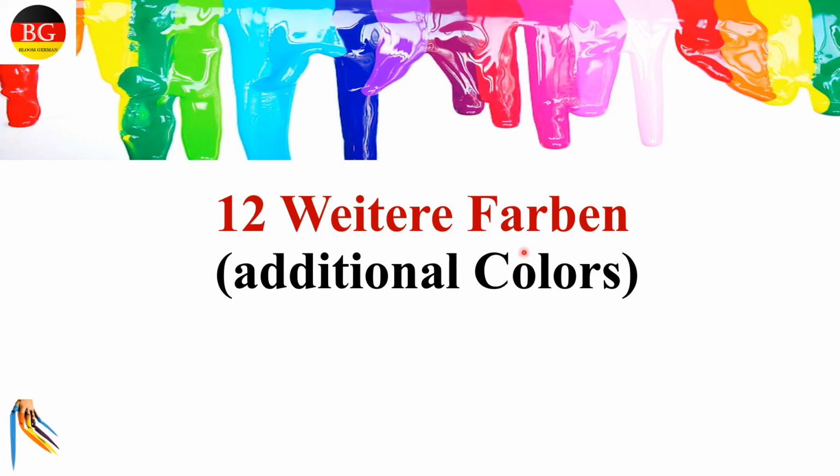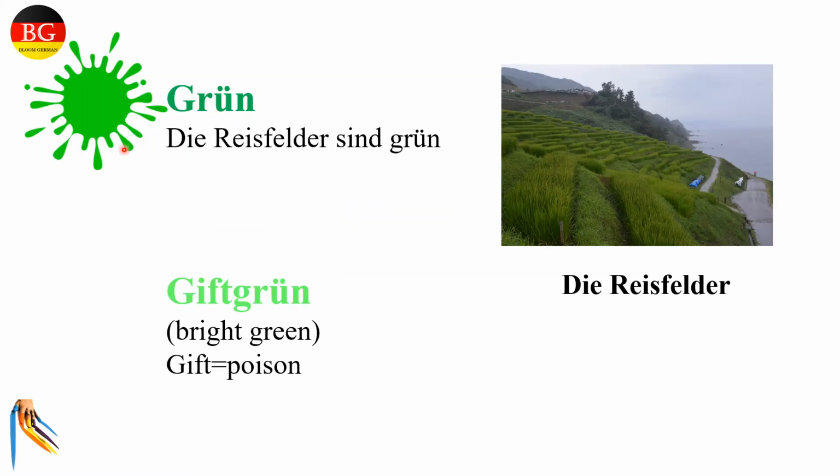Zwölf weitere Farben, 12 additional colors. So our first secondary color is grün. As it is indicating, it's green color. Die Reisfelder sind grün.